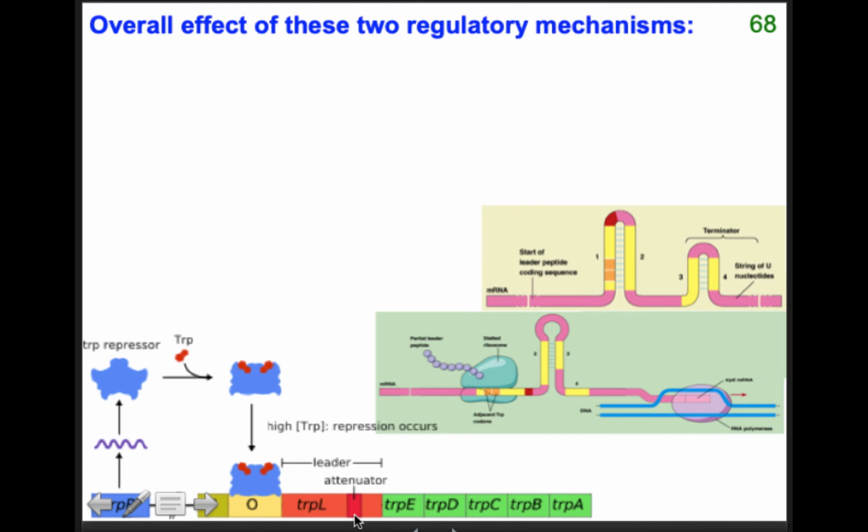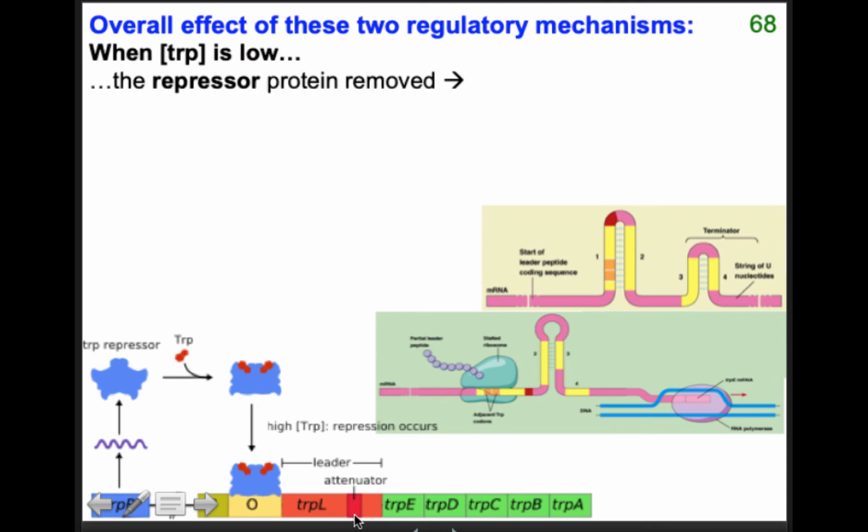All right. So overall, how do these two regulatory mechanisms affect the expression of the tryptophan operon? When the concentration of tryptophan is low, 2 things happen. Without tryptophan to bind to this repressor protein, it doesn't bind well to the operator sequence, and therefore the tryptophan repressor is detached and floating around on its own. With the removal of the trp repressor, you get around 70 times more transcription. So way more transcription happening when you're not blocking it with the repressor.